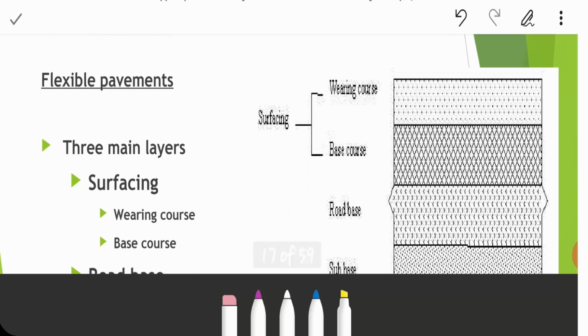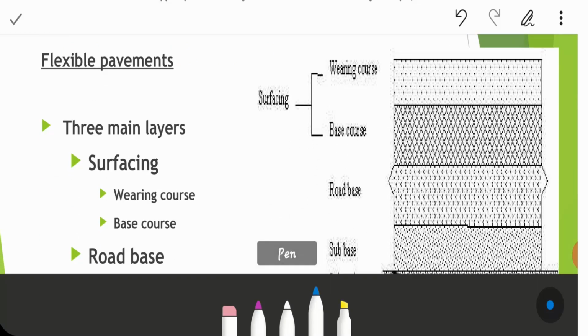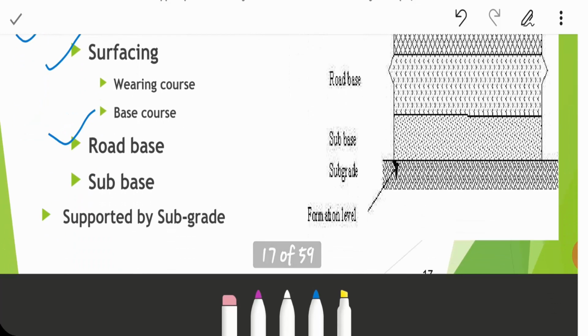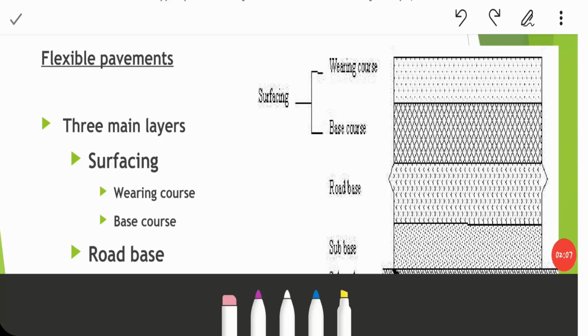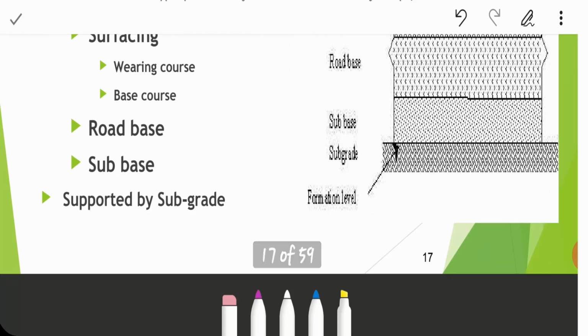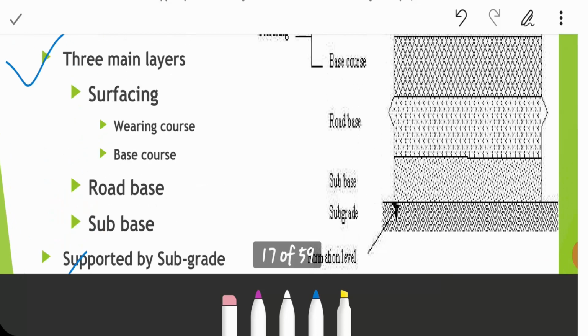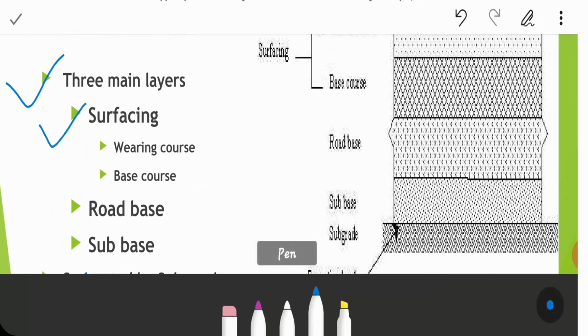Flexible pavement has three main layers: surfacing, road base and sub base. In flexible pavement, we consider three main layers supported by the subgrade. The three main layers are surfacing, road base and sub base.